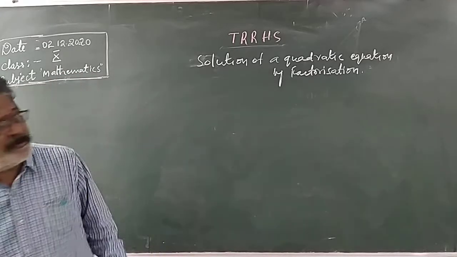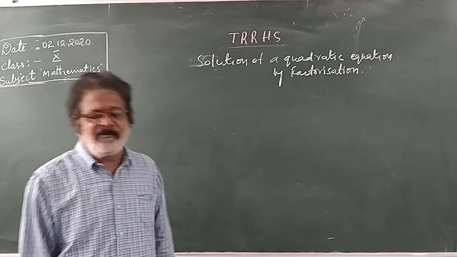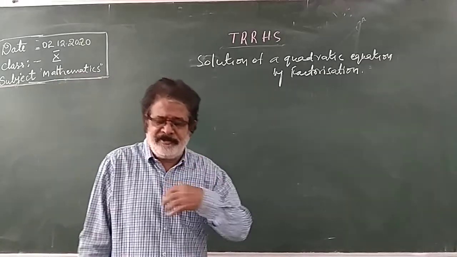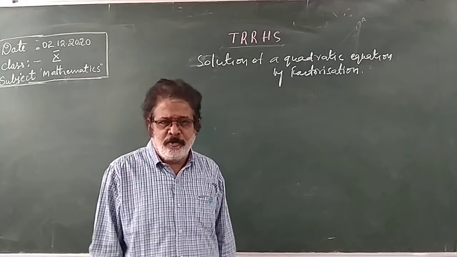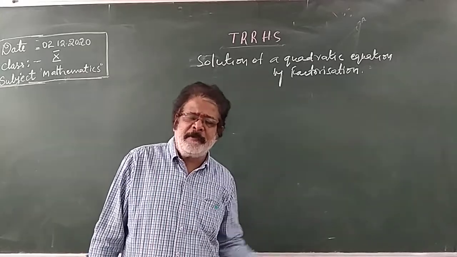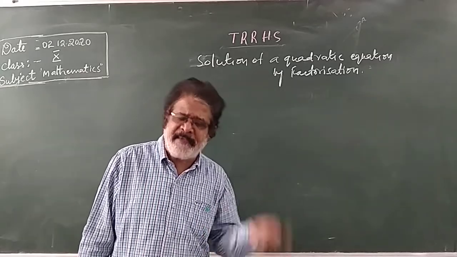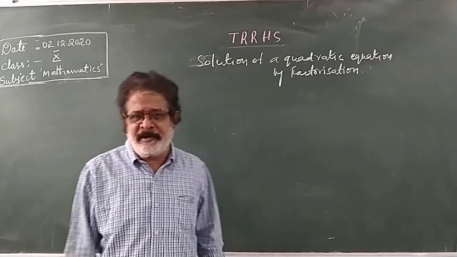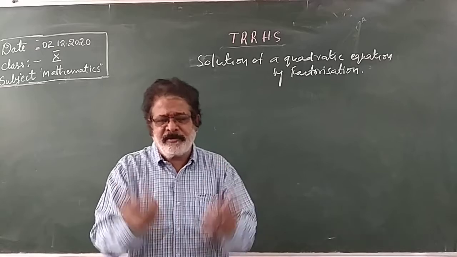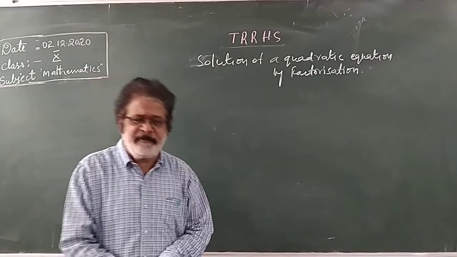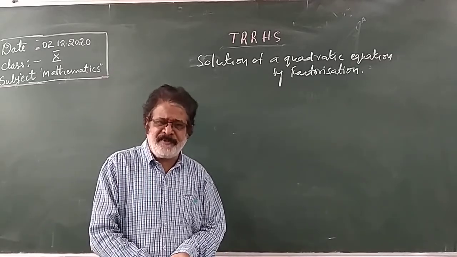How to solve this quadratic equation? Quad means 2. It has two solutions. A quadratic equation will have two solutions or two roots. The zeros of the polynomial ax square plus bx plus c are the same as the roots of the quadratic equation. Roots of the quadratic equation are the same as the zeros of the quadratic polynomial ax square plus bx plus c. Zeros, solutions, roots.